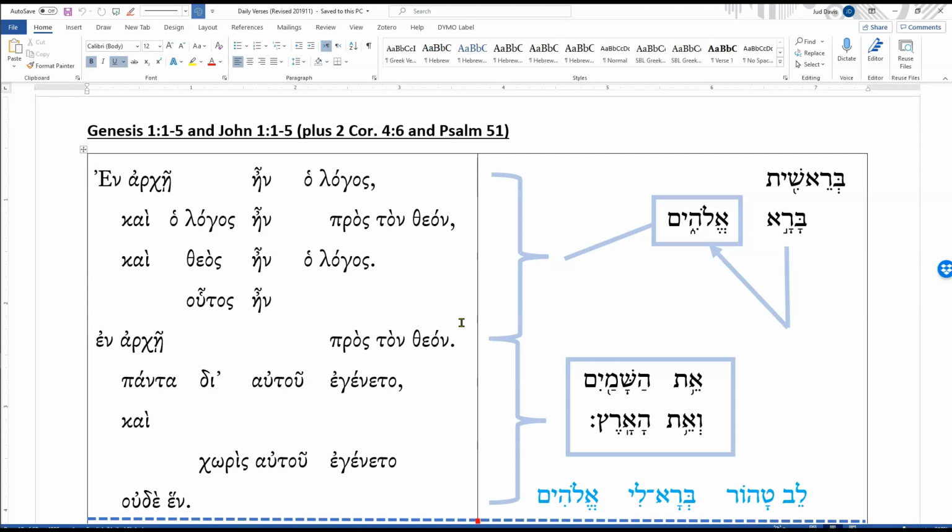And then I just like what David says in Psalm 51, in the beginning, Elohim created everything, and create for me, O Elohim, a lev tahor, a pure heart. How do you get a pure heart? Well, did God create this out of nothing? Well, could he create this out of nothing too?